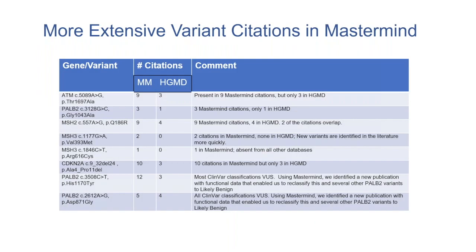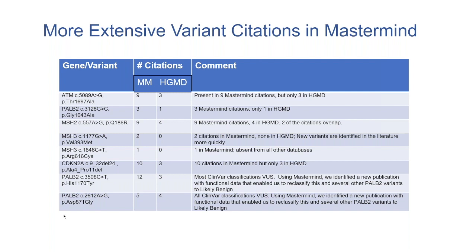This is just some examples of how, when we looked at the citations that we see in Mastermind for different variants as we were studying them, you can just go through the list of these different variants, and these are pretty much in the cancer panel that we've done, and you can just see that the number of citations that are coming up in Mastermind is always higher than HGMD. I think part of this is just because it can immediately catch these as they come out in the literature.